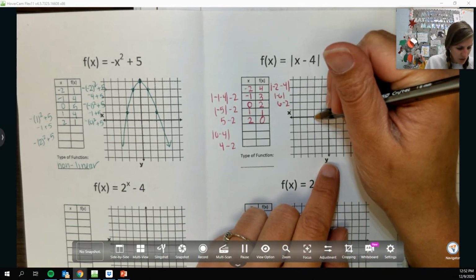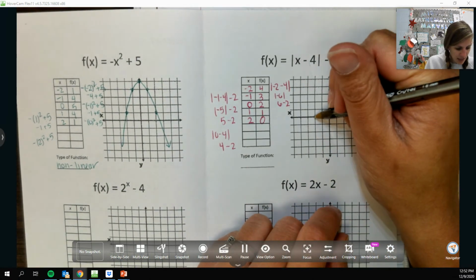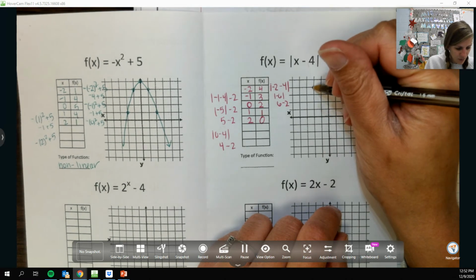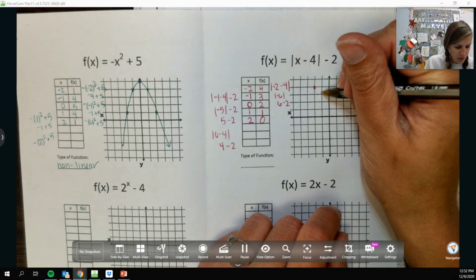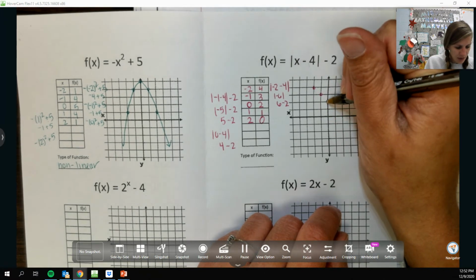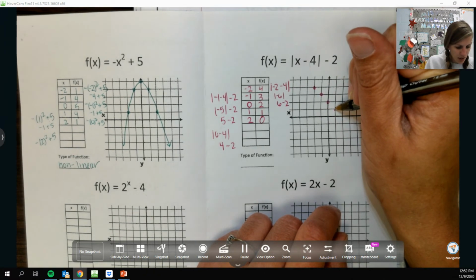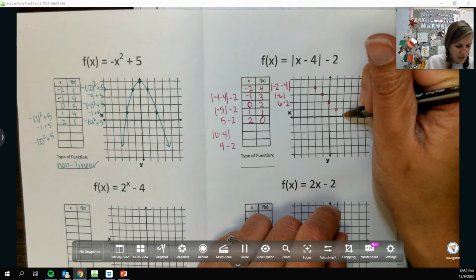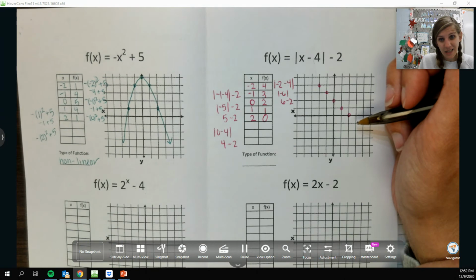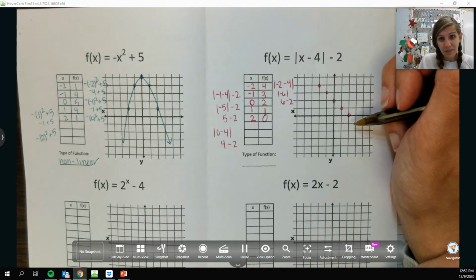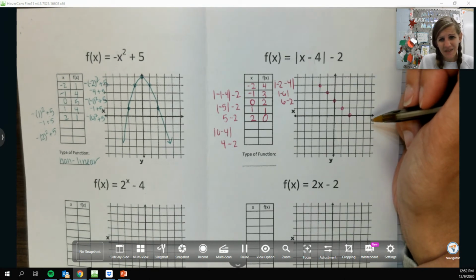If I go to -2, comma 4, 1, 2, 3, 4. Plot that point. -1, comma 3, 1, 2, 3. 0, comma 2, 1, comma 1, 2, comma 0. It seems like this is linear, but it's kind of not.